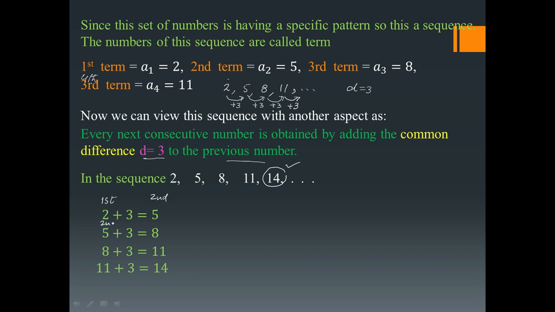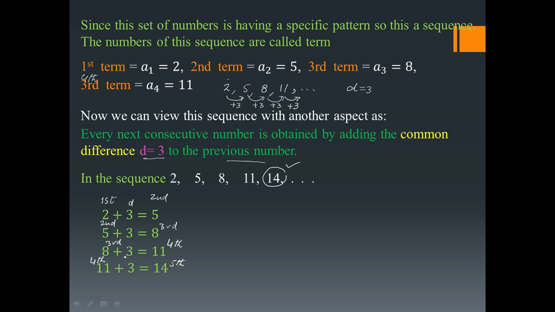Now this is the second term and we are adding 3 with it, which is d. So we are getting the third term. And this is the third term again. We are taking it and adding with it the common difference 3, and we are getting the fourth term. Similarly, this is the fourth term, and we are adding 3 with it and we are getting the fifth term.